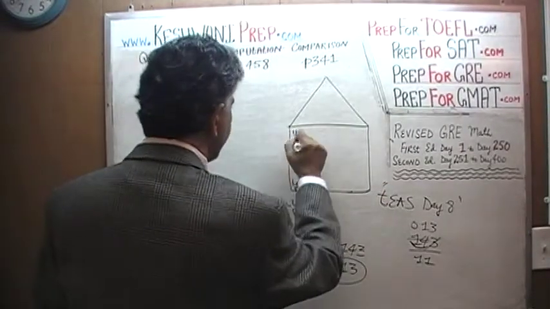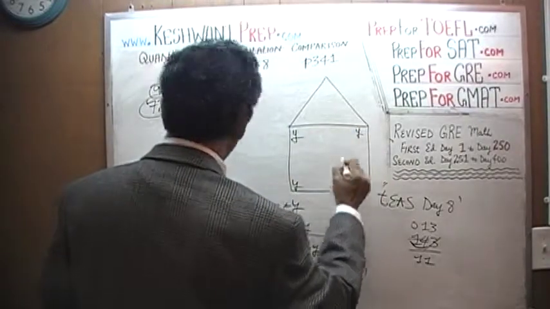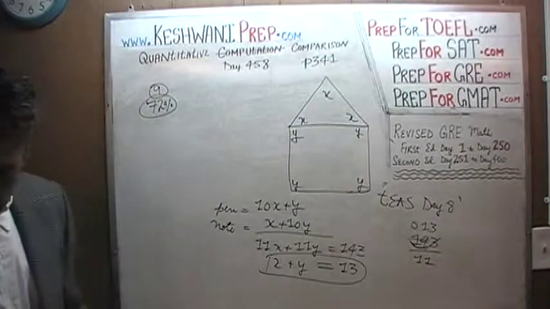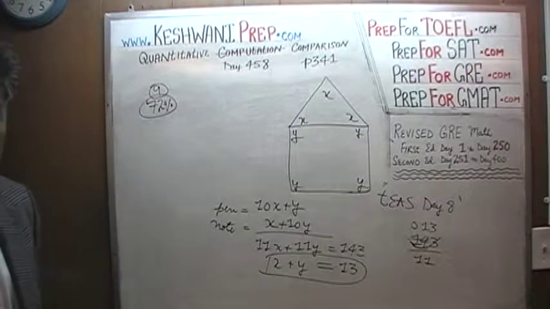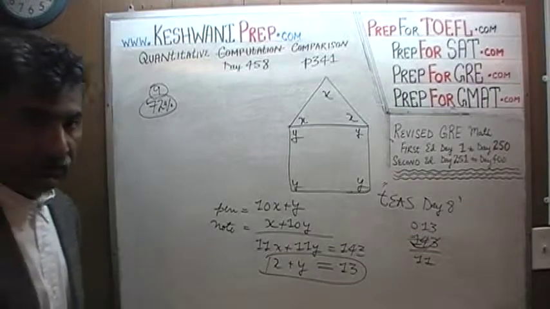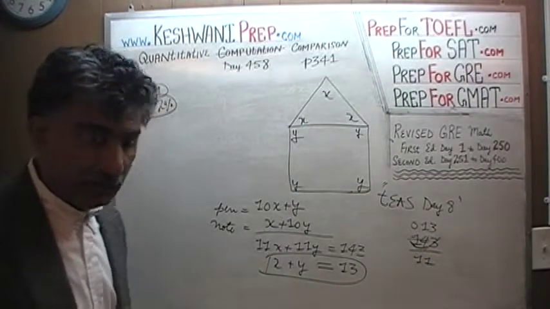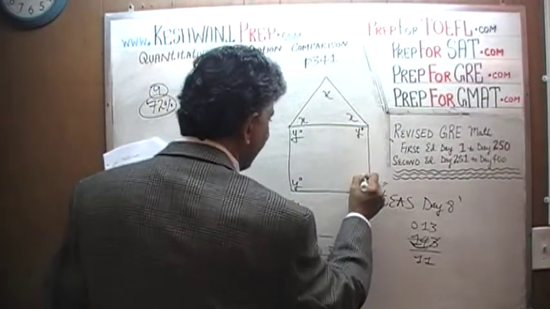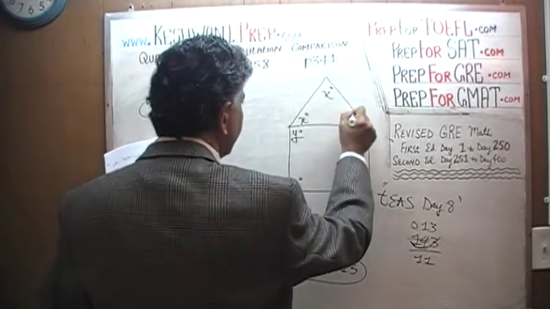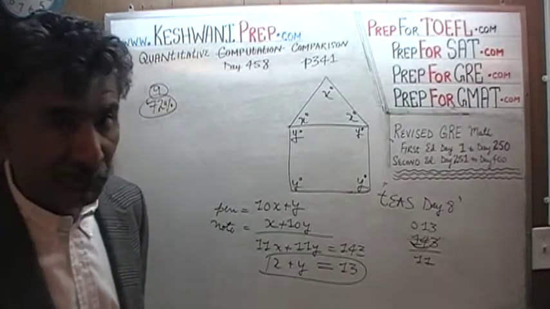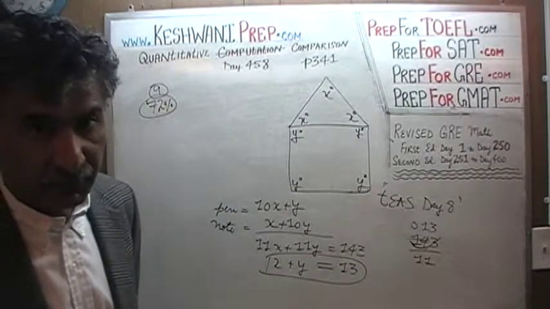We are told that this is y degrees, this is y degrees, this is y degrees, this is y degrees, this is x degrees, this is x degrees, this is x degrees. This is how the picture appears. The only thing that I have left out is the degree symbol, out of laziness. This is exactly how the picture appears in the exam. They tell us absolutely nothing else about the picture.